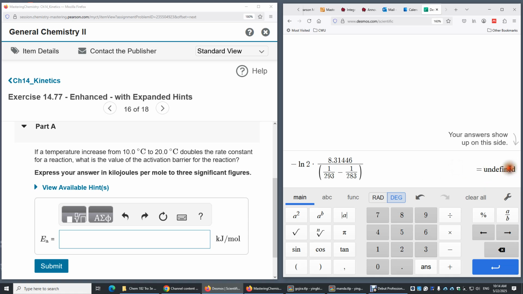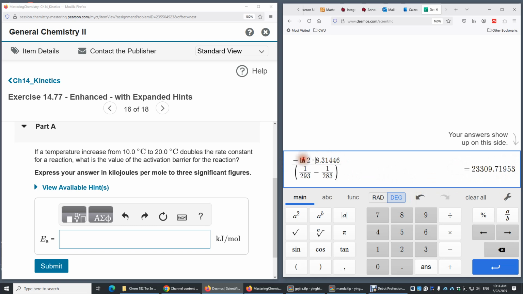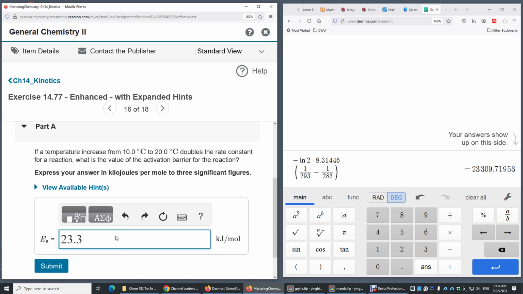Alright, now we should have the value here. This is in joule per mole, so because this is in joule per mole, we're going to enter 23.3 in kilojoule per mole.